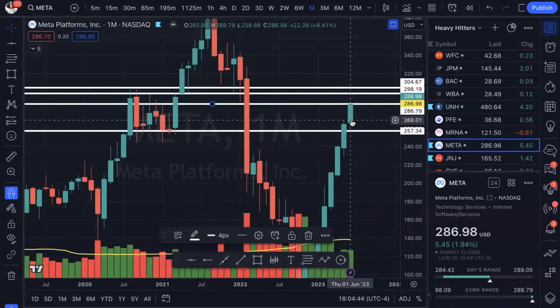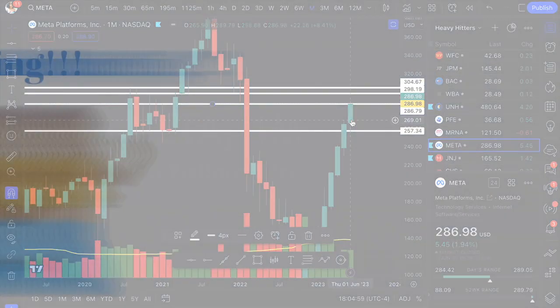Hopefully that makes sense. So essentially, you're looking for areas where we had a reaction on 2 or more occasions. The more reactions, the stronger that level, because it's more reinforced. So hopefully this helps you, and let's get right back into the lesson.